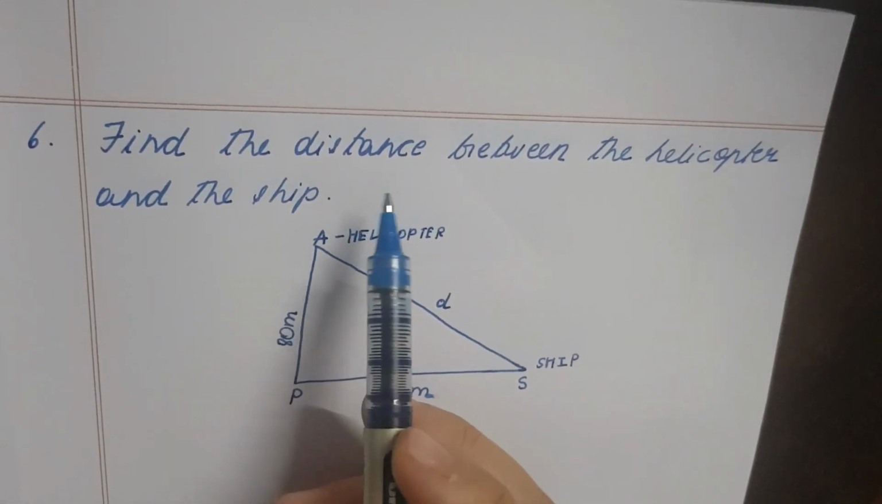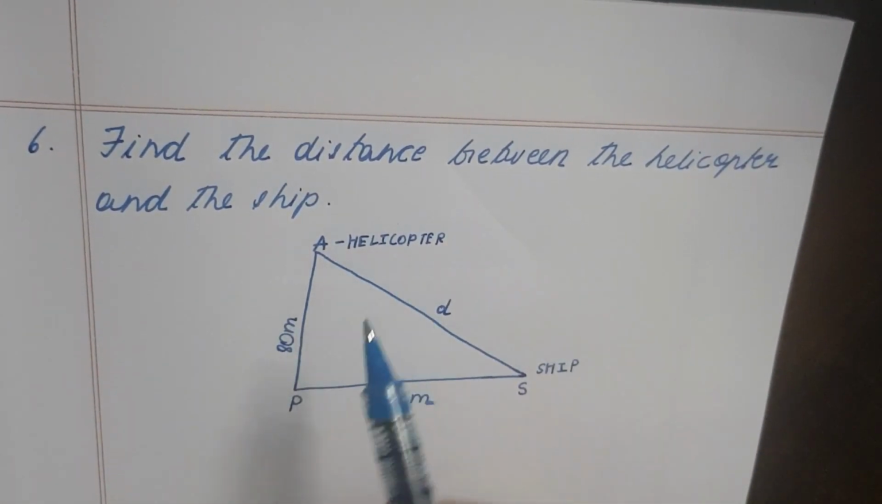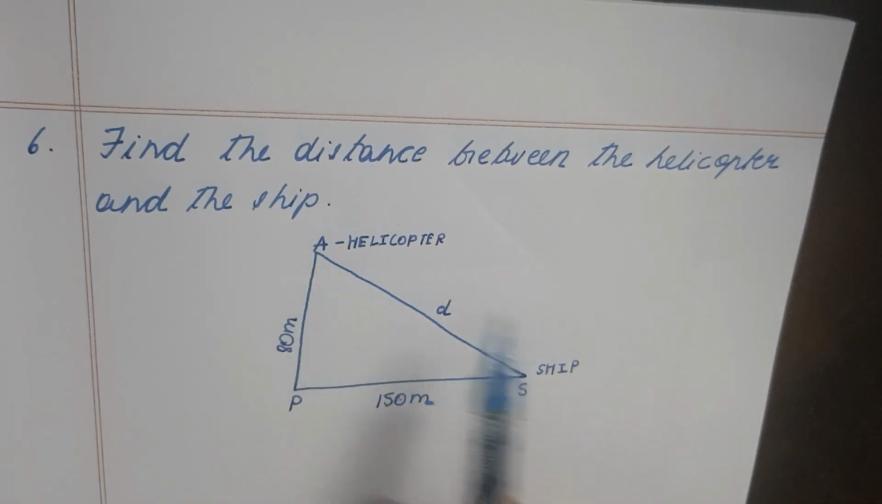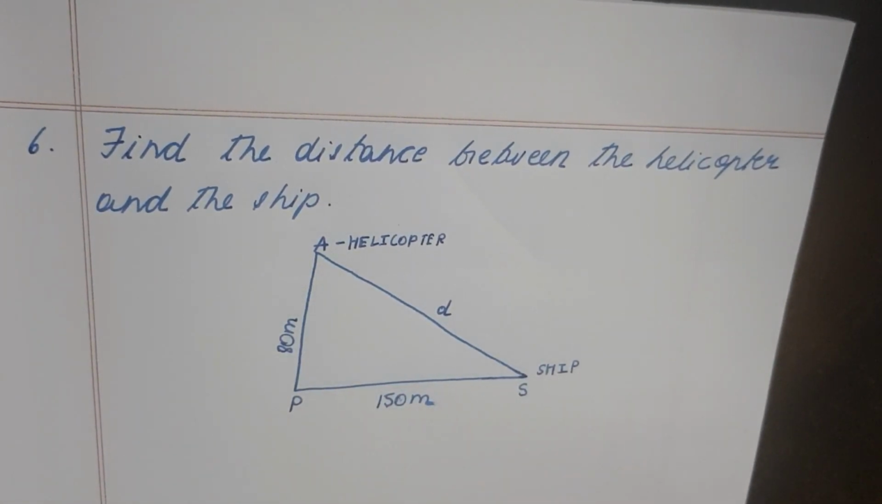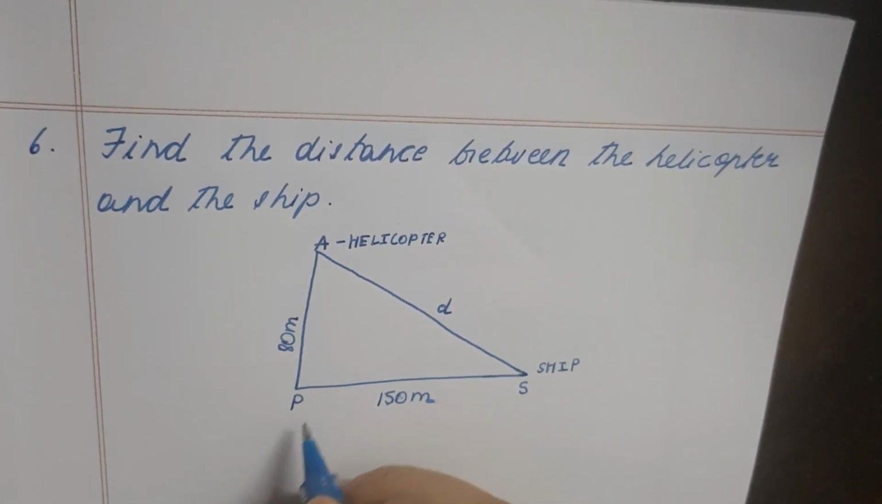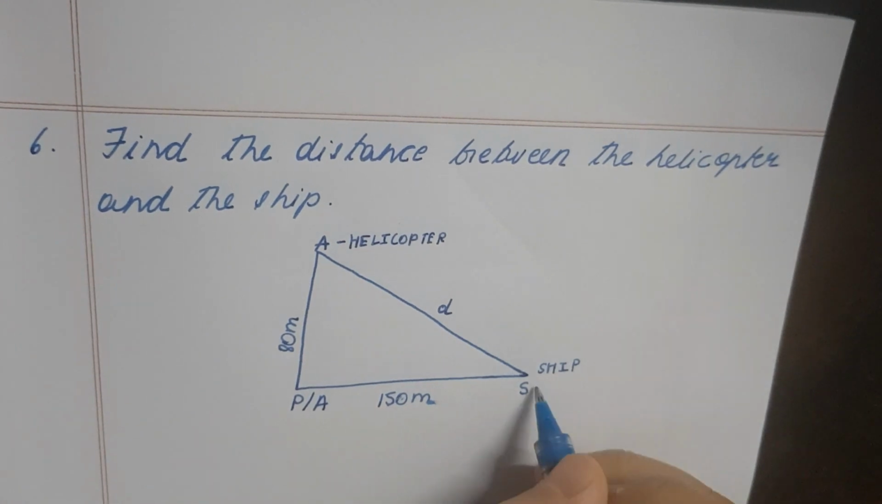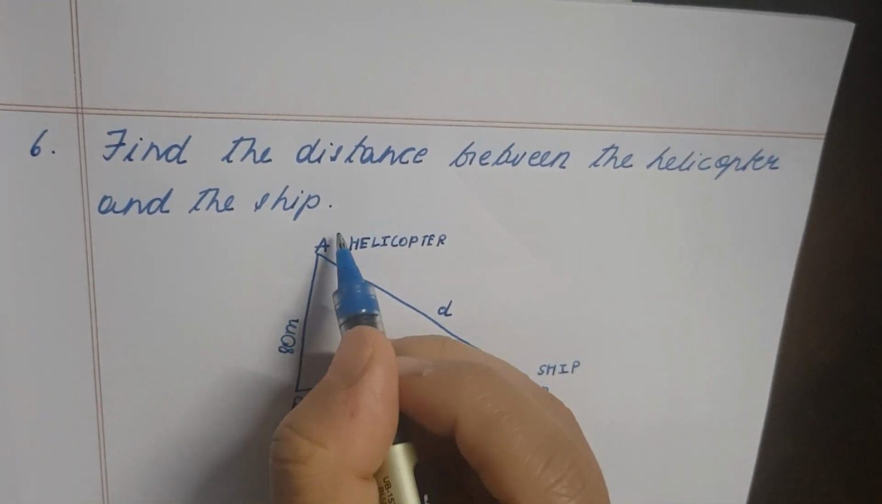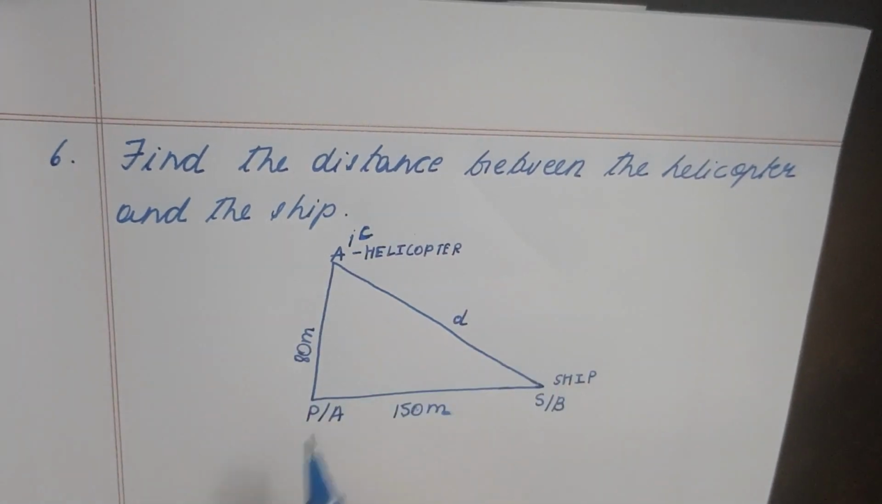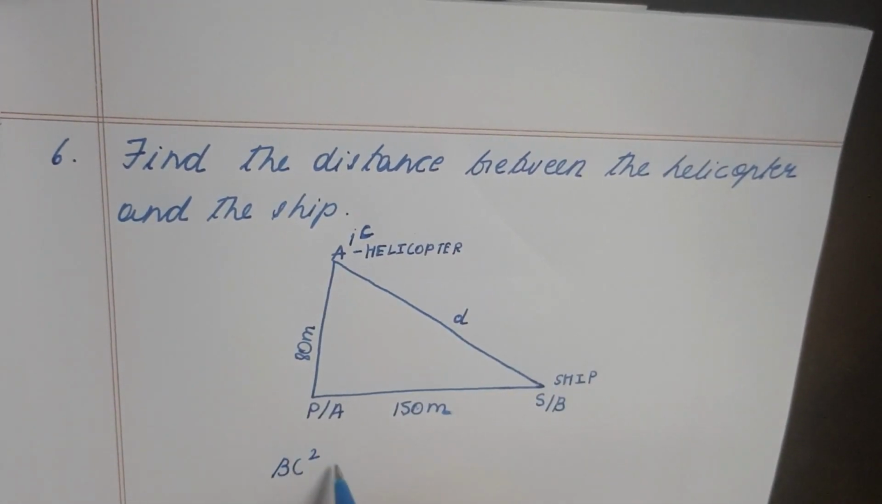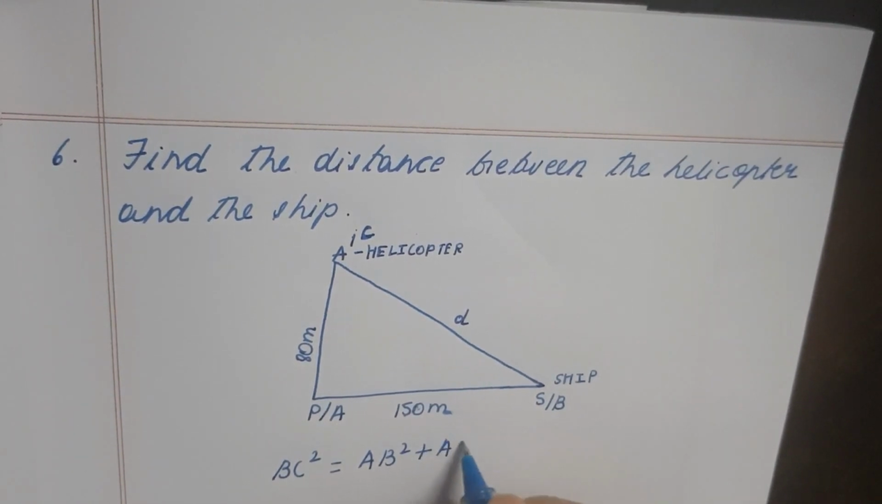6. Find the distance between the helicopter and the ship. So the helicopter's position is at this place and the ship's position is at this place. So we have to find the distance between them. So first, let's substitute according to the formula. So this is A, this is B and this is C.